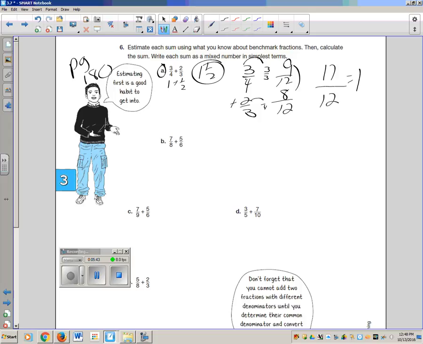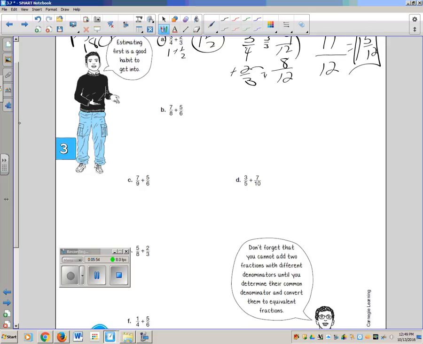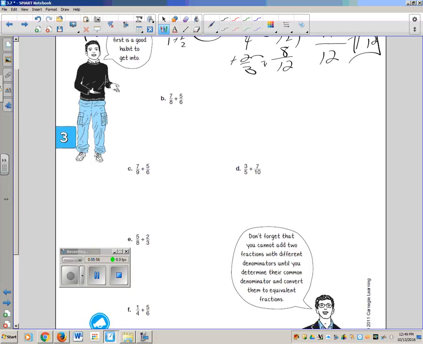17/12 equals 1 5/12, which is pretty close to 1.5. Is it less than a half or more than a half? Less. Good. 7/8 plus 5/6. That's 1. That's 1. Your answer should be close to 2. But if you notice, it's going to be less than because both of your fractions are less than 1. So your estimate's going to be higher than your real answer.